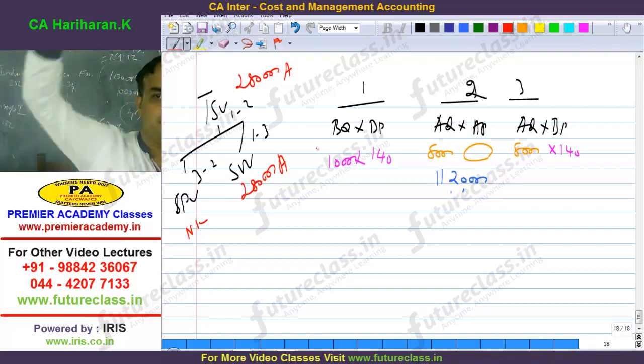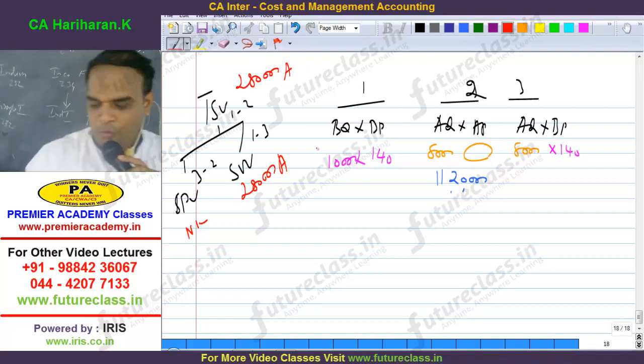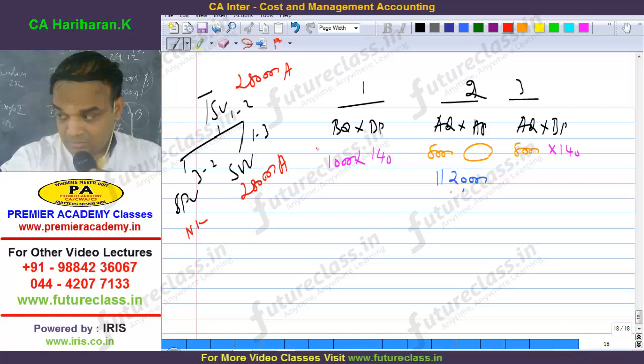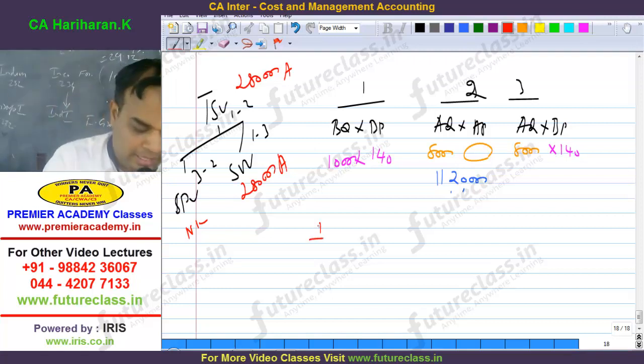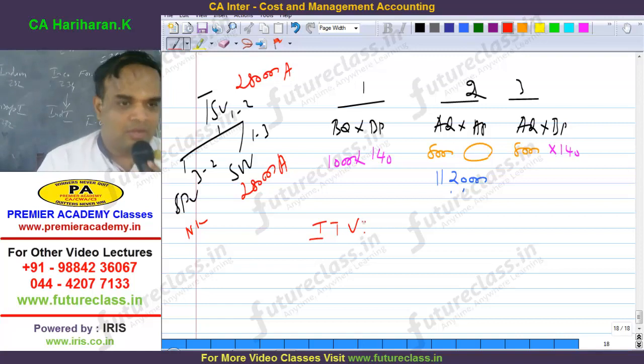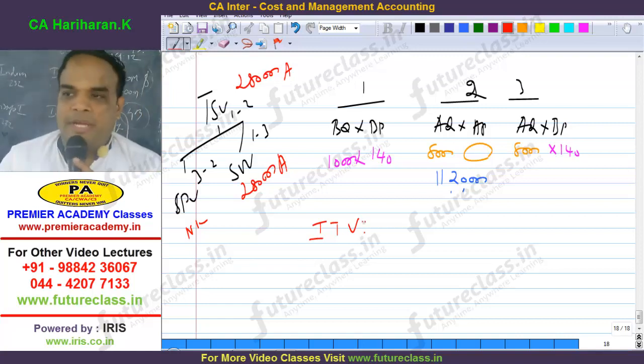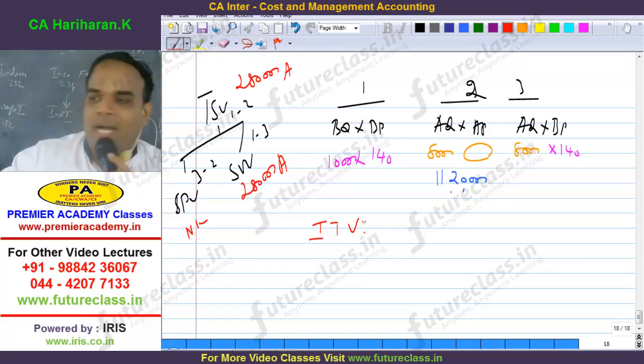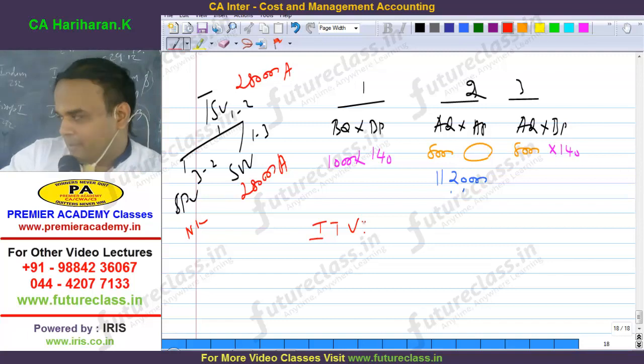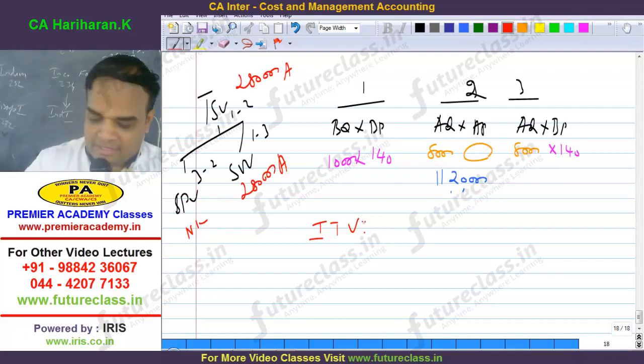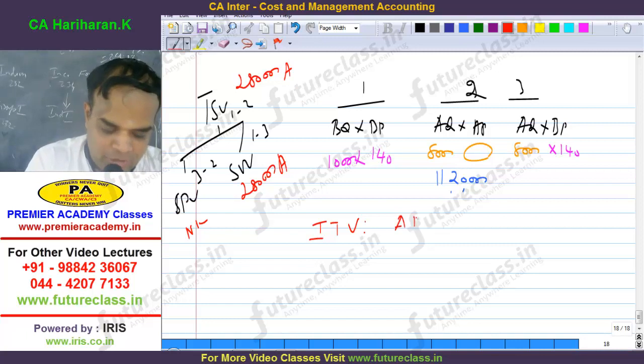How many of you fully completed? Good. Now we have to go for idle time variance. Whenever you come across idle time, what are the points you have to remember? What is the first one? We have to compute idle time variance separately. What is the formula for idle time variance? Actual idle time into standard rate.